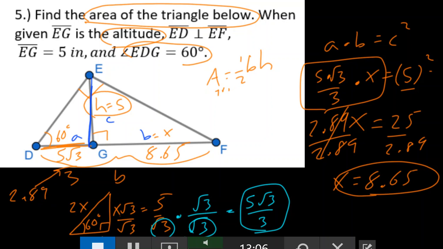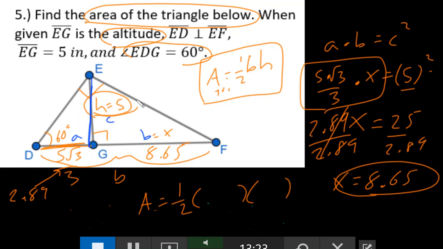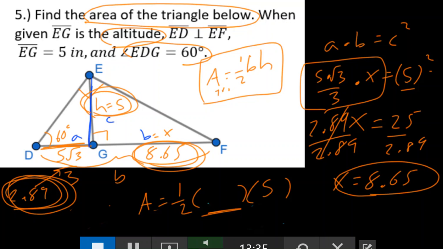Let me kind of clean this up and just help you all out just a little bit more, because I know that this one's kind of a confusing problem. Okay, notice here we were searching for the area of the triangle, and so we know that the area is equal to 1/2 times the base times the height. Well, we know the height is 5, but what about this base? What you're going to have to do is add up DG, that 2.89, and GF, that 8.65, and then once you add those two things together, you can plug it in there and solve for the final area.